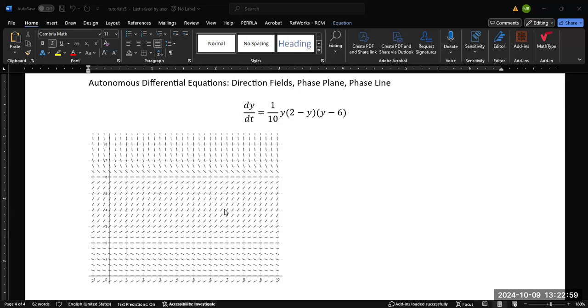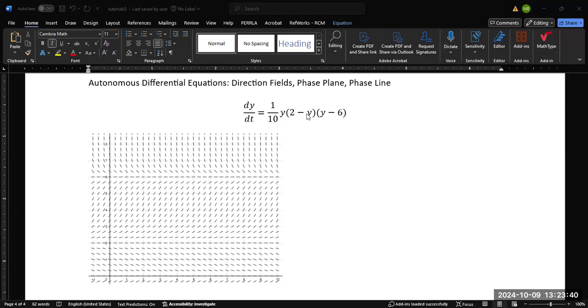So the 1/10 here is simply a scaling factor so that we can see the slopes more easily. They're a little too vertical or a little too flat if we don't include the scaling factor. Again, it's just for visualization. And the 2 minus y is a way of concealing a negative sign that's actually in the equation. We could easily write this as negative 1/10 y times y minus 2 times y minus 6, but putting it through the parentheses makes it just a little bit more compact.